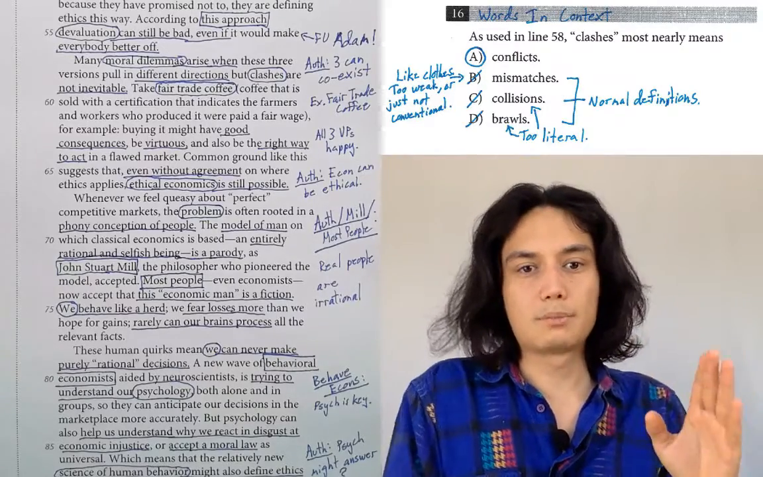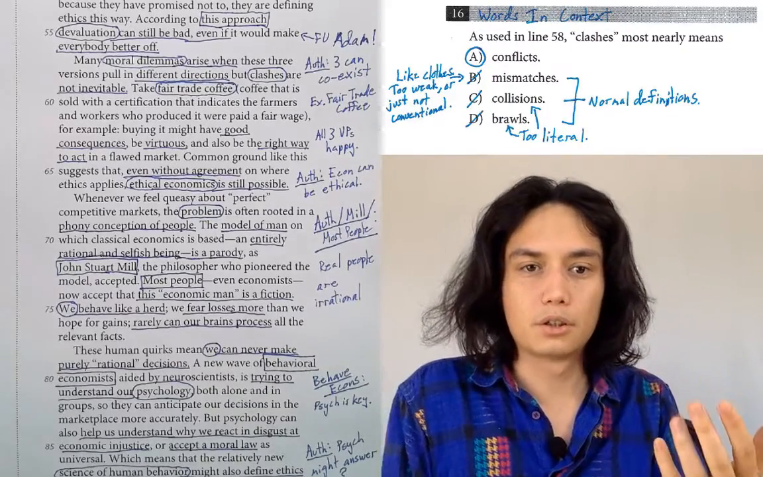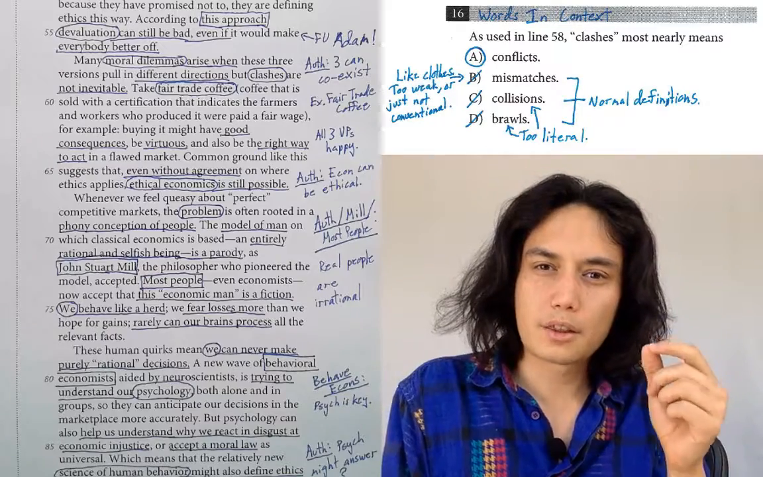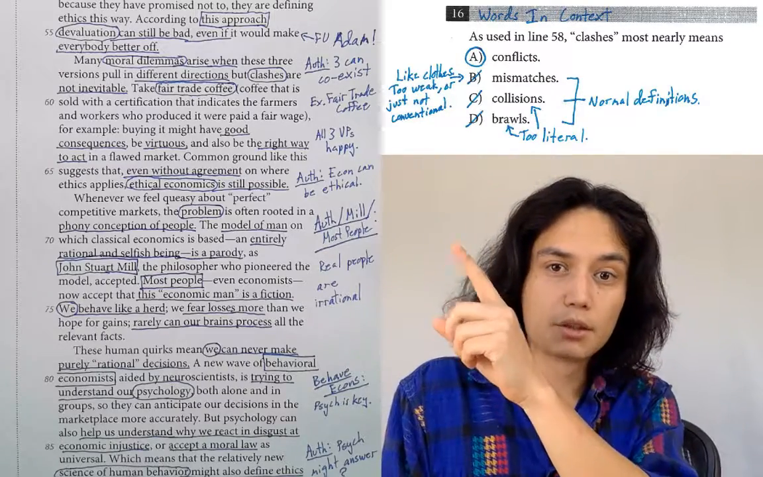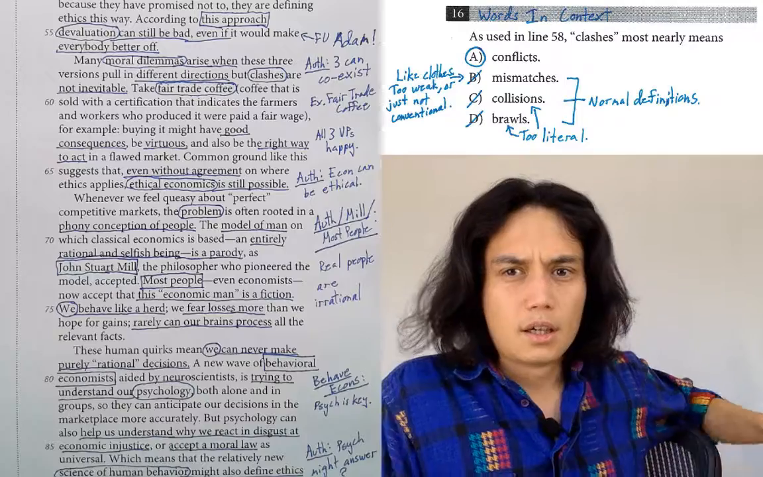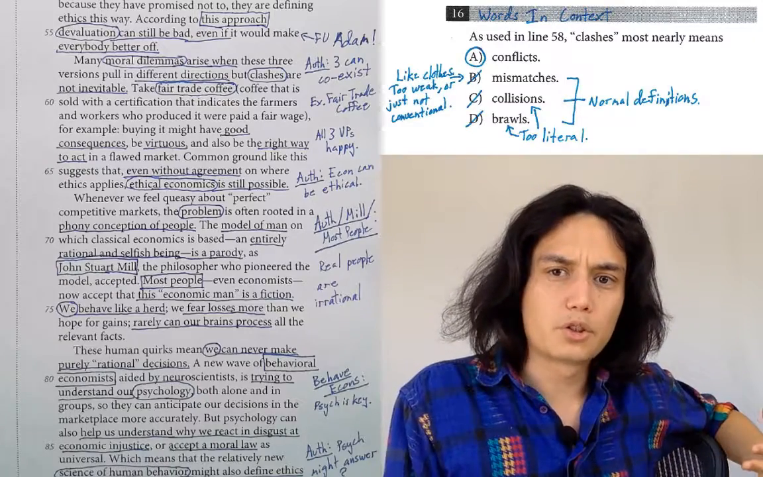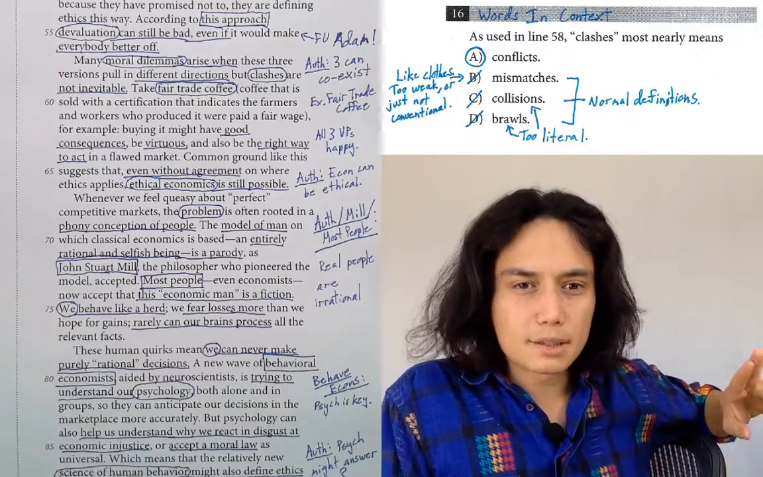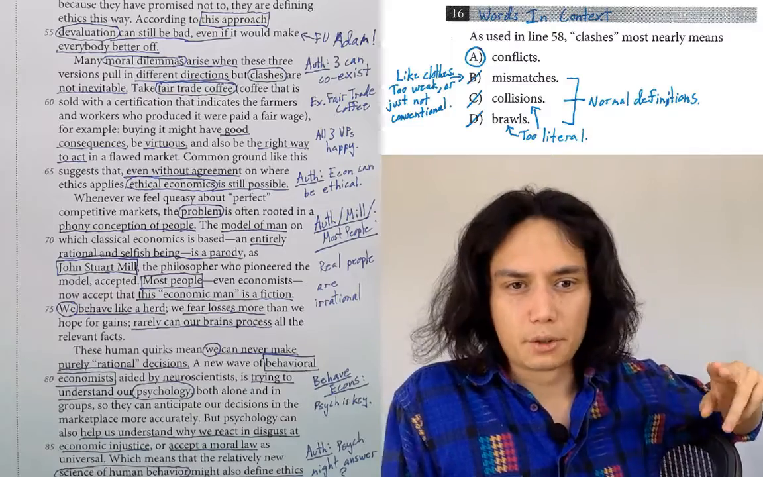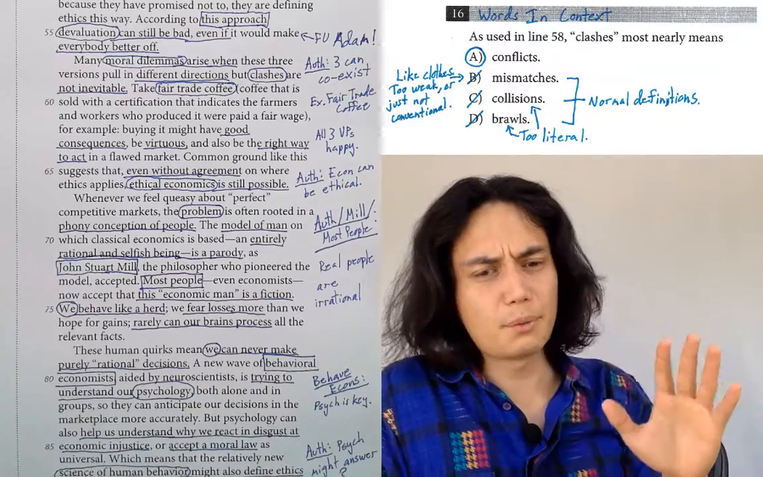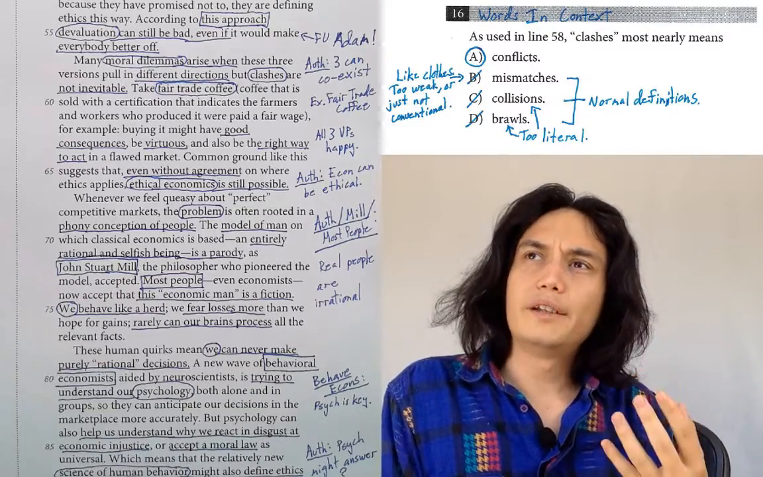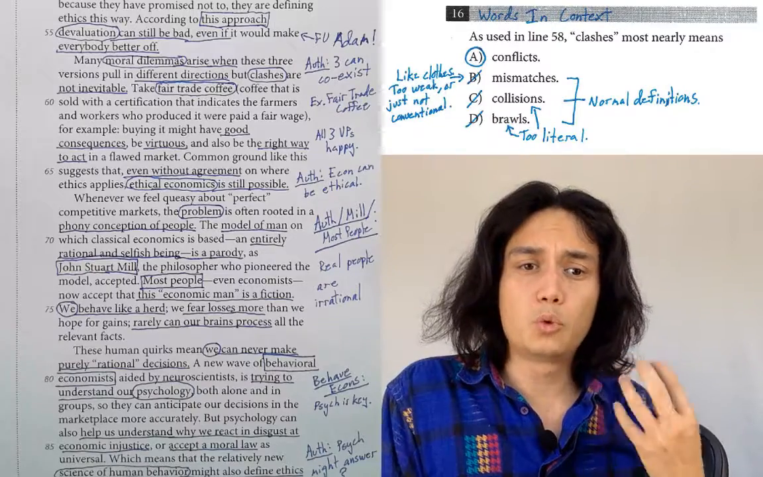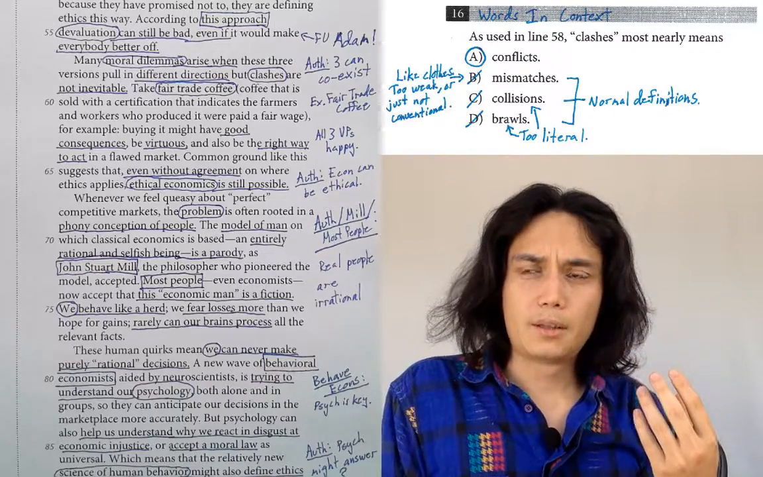It's not just that mismatches is only a thing that happens to clothes. And here, let's just replace the word mismatches in the sentence: "Moral dilemmas arise when these three versions pull in different directions, but mismatches are not inevitable." Here I think there's a couple problems with this. I think one is that it's maybe a little bit too weak of a word.